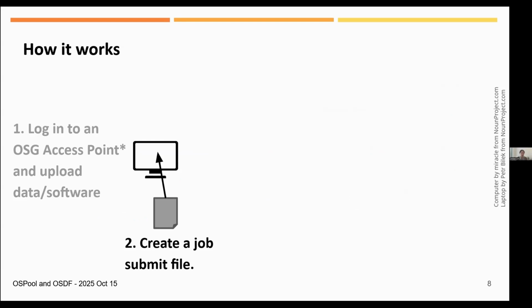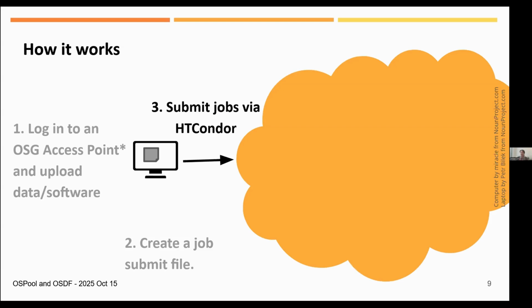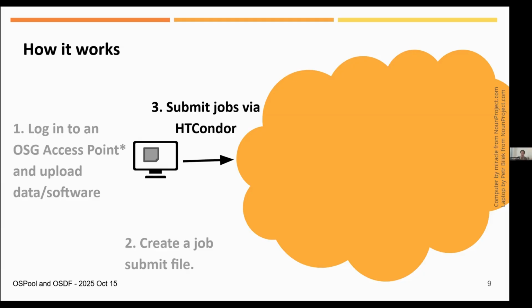You'll create a job submit file. So this is a text file that describes what kind of workload you want to do. Say you want to run multiple inferences or do multiple gene comparisons. And then you submit your job to our system, the Open Science Pool, through a software we call HTCondor. So HTCondor is this job scheduler that kind of manages researcher jobs all across the United States. So HTCondor is going to get information about the workload you want to submit.